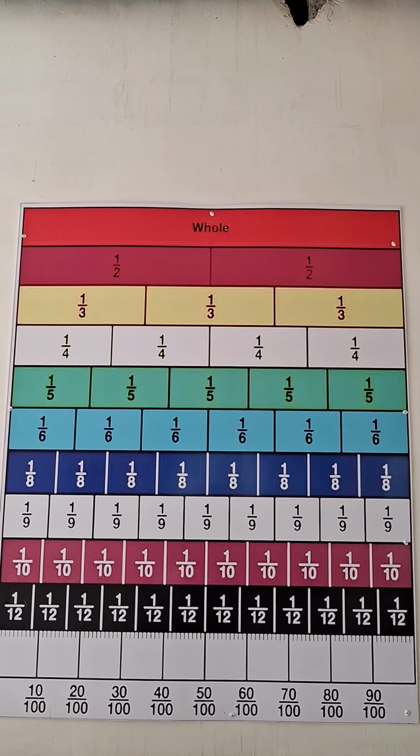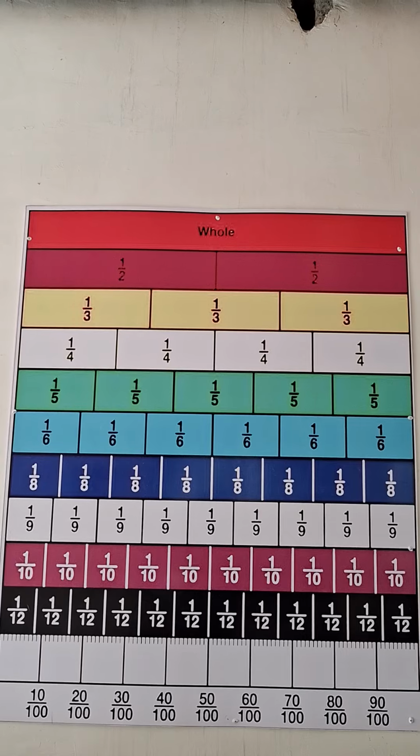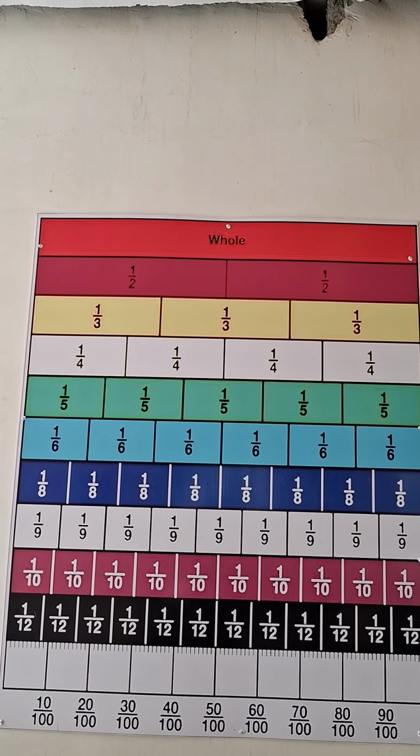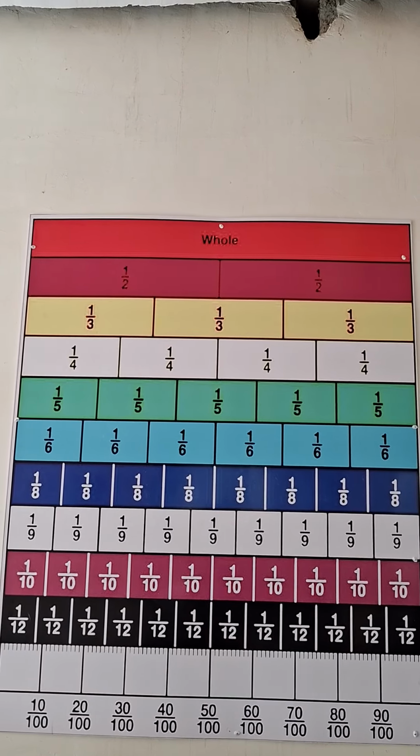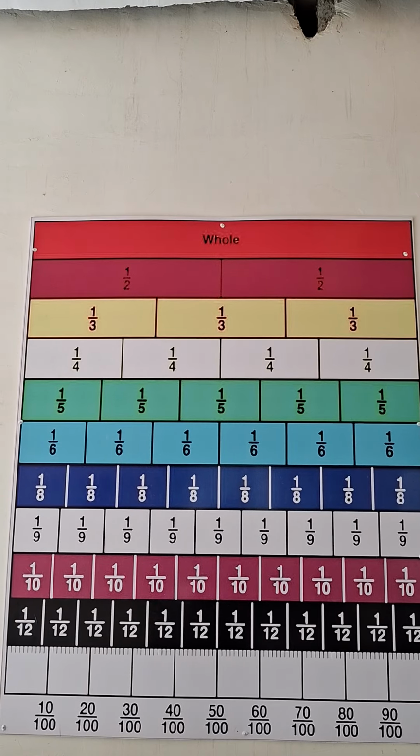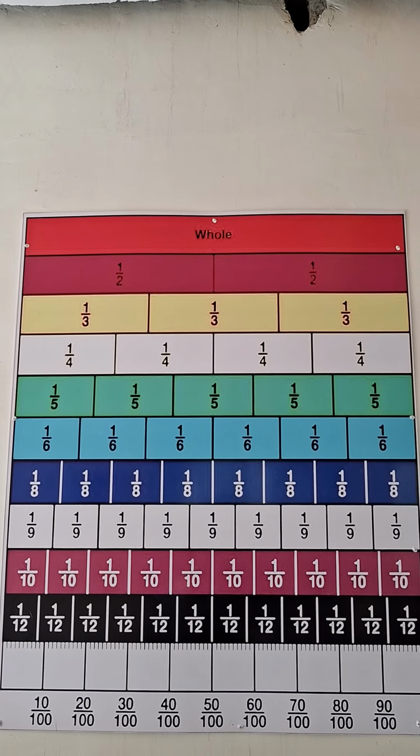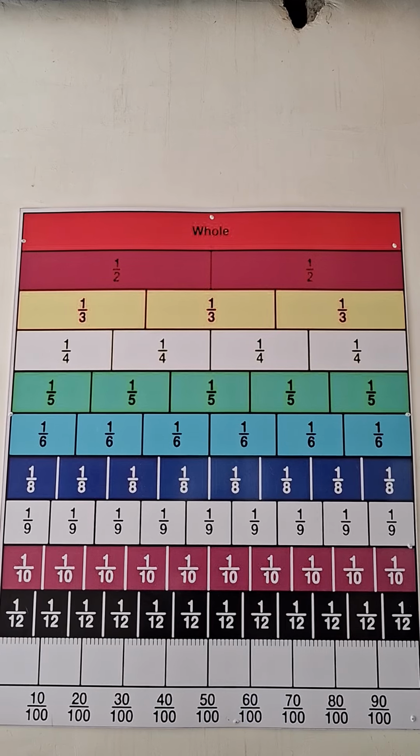Good morning, students. Now you can see the concept of whole. So here you can see half, 1/2, 1/2, that is half. Half, half, if we join this plus half and half, then we will get 1. That is, 1 is whole number.